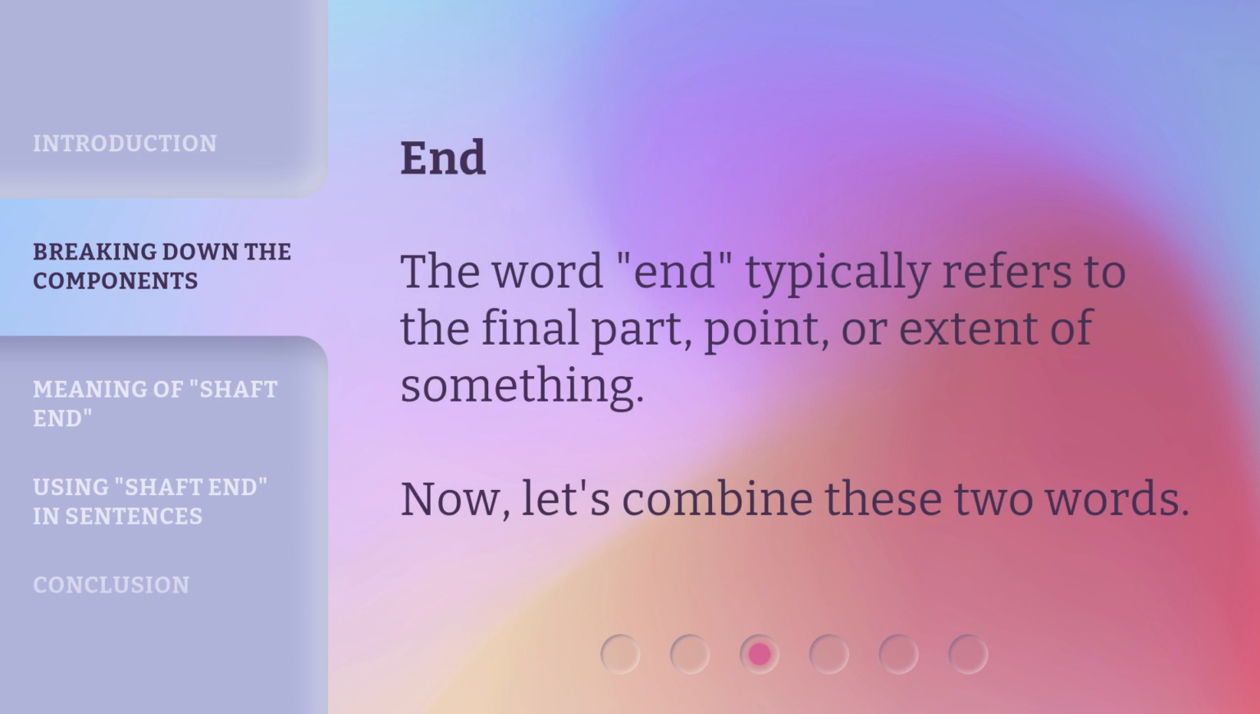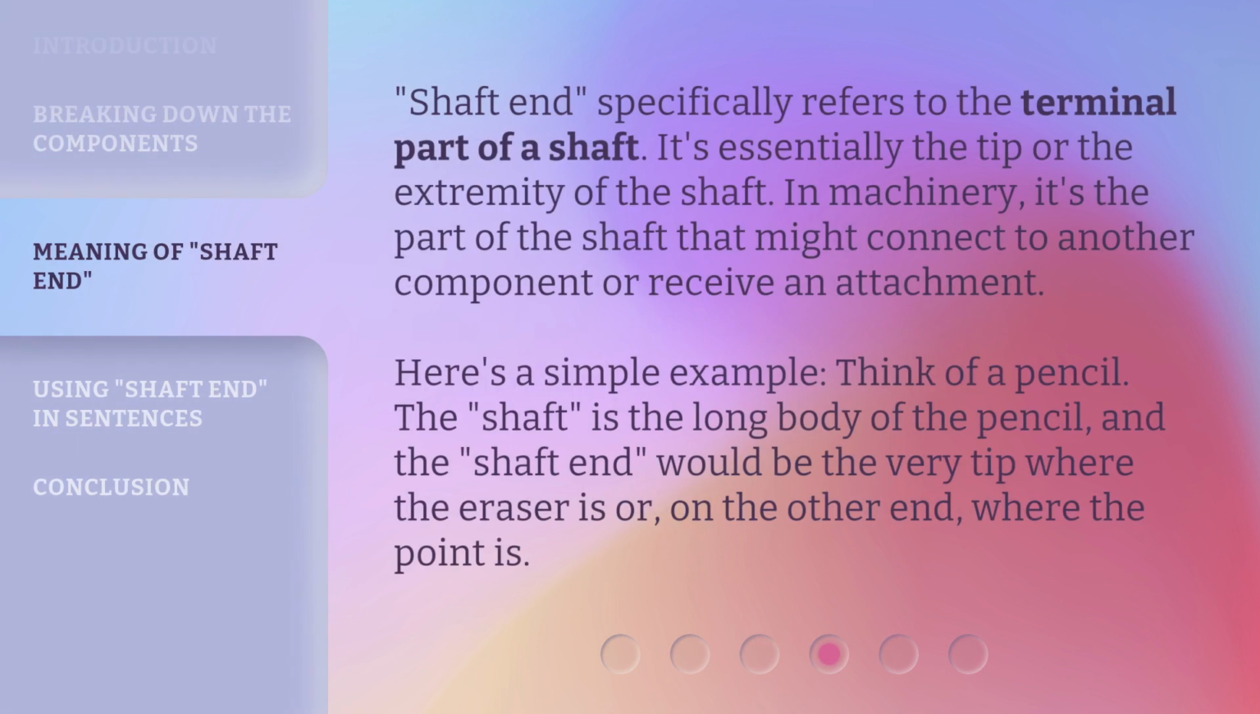End. The word end typically refers to the final part, point, or extent of something. Now, let's combine these two words. Shaft end specifically refers to the terminal part of a shaft. It's essentially the tip or the extremity of the shaft. In machinery, it's the part of the shaft that might connect to another component or receive an attachment.